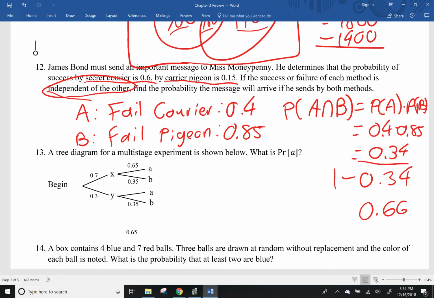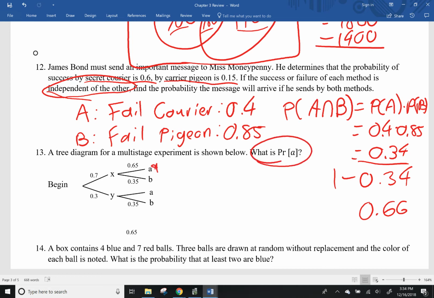Number 13. A tree diagram for a multi-stage experiment is shown below. What is the probability of A? So when it comes to tree diagrams, to remind you how they work, you just multiply the branches together. And then after you multiply all the branches, you add them all up, and it should be a total of 1. But here I'm interested in the probability of A.